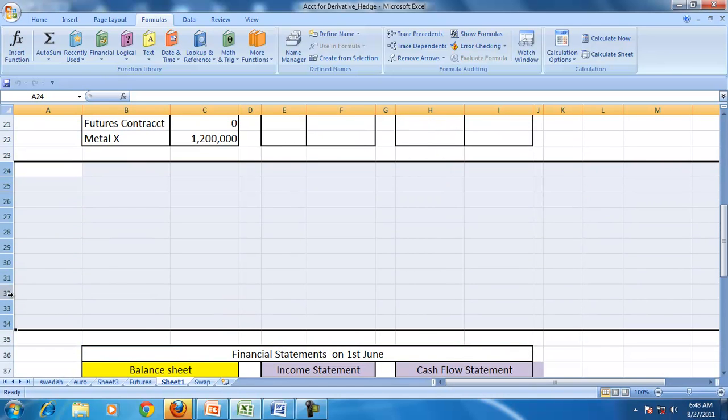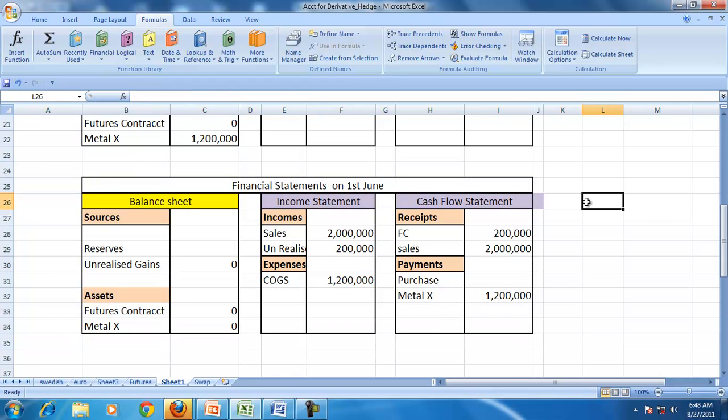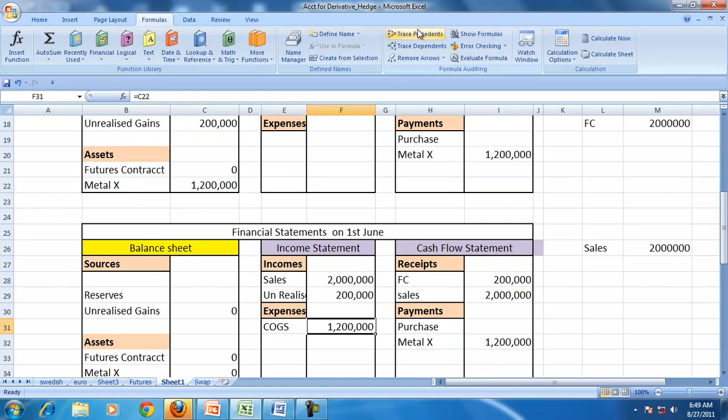So the financial statements on 1st June: one is a sale. You sold that for 2 million 200, so there is a sale of 2.2 million. And whenever there is a sale, there has to be a corresponding cost. The corresponding cost of goods sold here, entire X has been sold, and as a result there may be profit or loss.